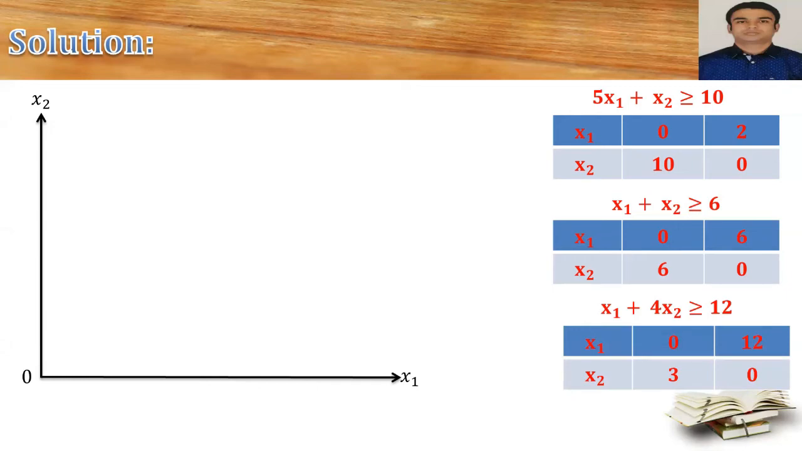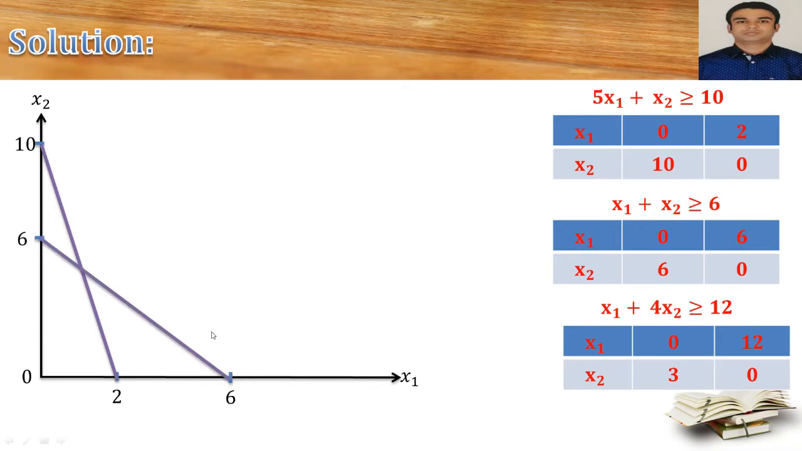Now draw the graph. For the first constraint equation, mark the first point 0 and 10. Now the second point 2 and 0. By joining those 2 points, a line is drawn. Now for the second equation, x1 plus x2 greater than or equal to 6, the first point is 0 and 6, and the second point is 6 and 0. Join those 2 points to get the second line.